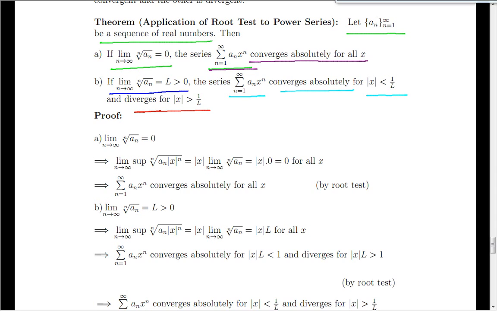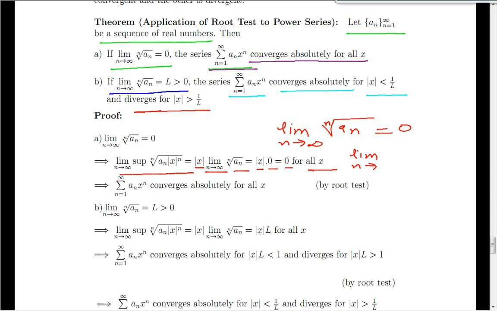Proof of the first result. What is given? It is given that the limit of the nth root of a_n is equal to 0. So this implies that the limit superior of the nth root of mod x raised to n: mod x is constant with respect to n, so we can take mod x outside, and the limit equals mod x into 0, which equals 0 for all x. So this limit superior of the nth root of a_n into mod x raised to n is equal to 0 and it is less than 1.